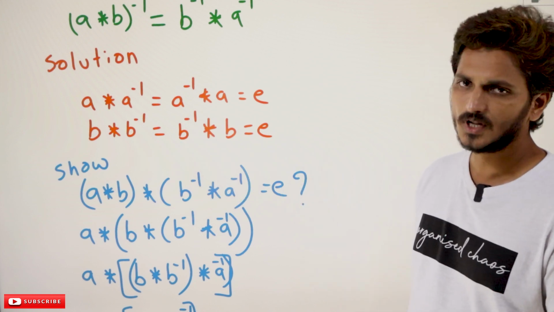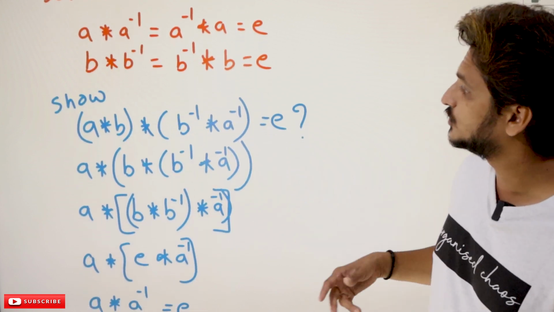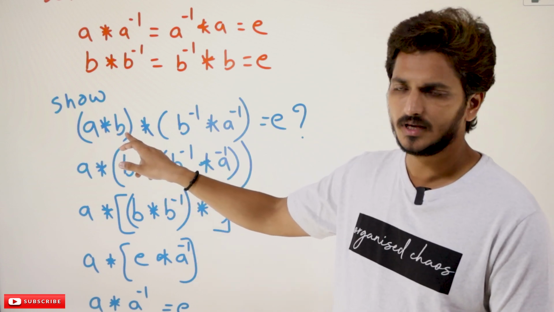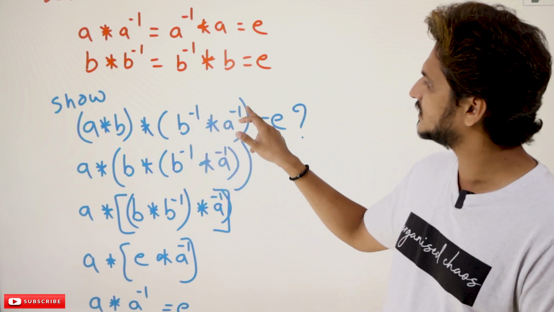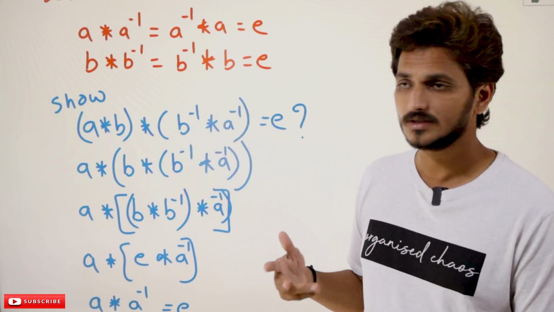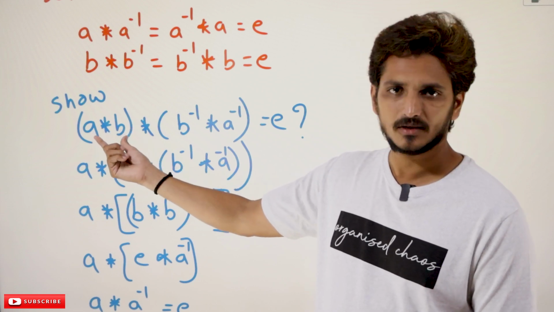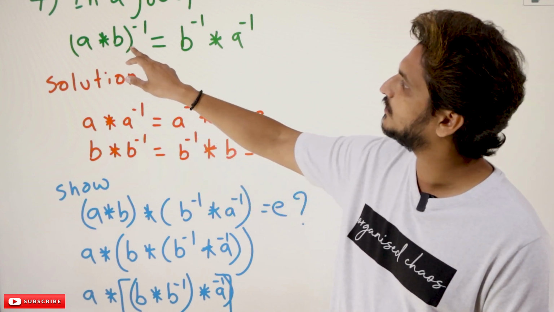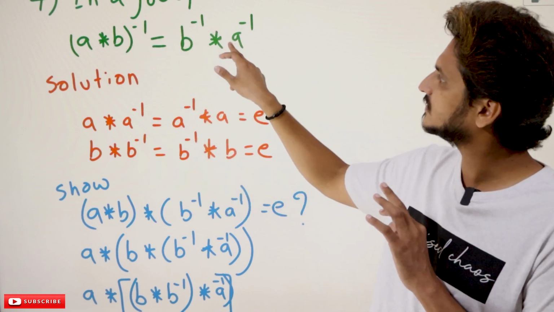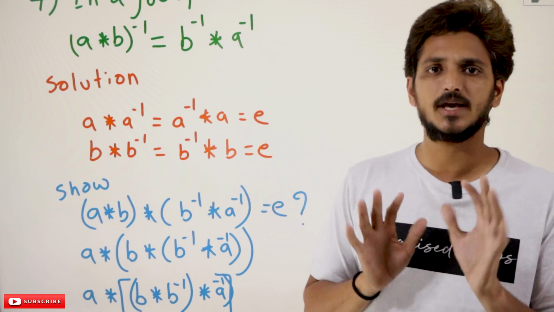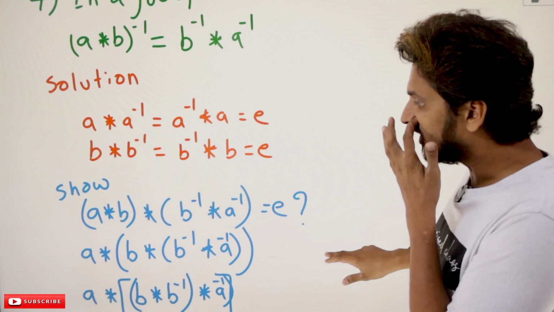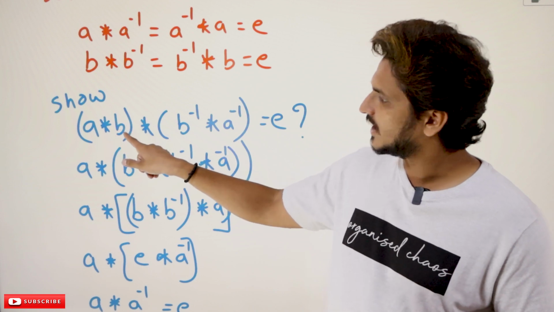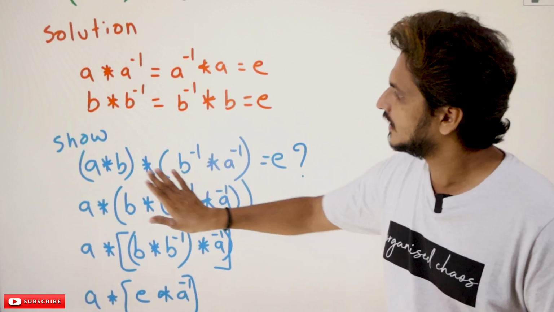Similarly, for B. So now we need to show that, assume that here we are showing this. A binary operation B binary operation B inverse binary operation A inverse. Why have we taken this? A binary operation B, AB. We are assuming here that (A star B) whole inverse and B inverse binary operation A inverse, these two are same.